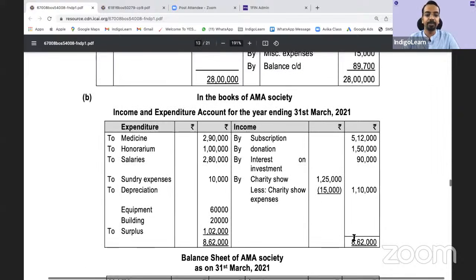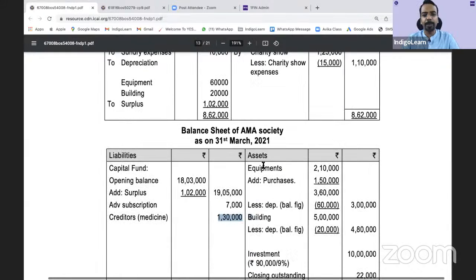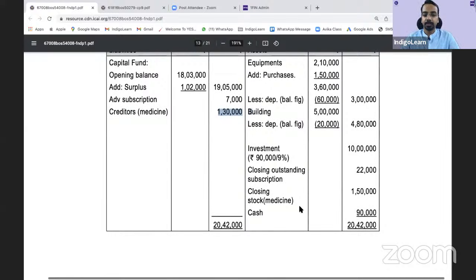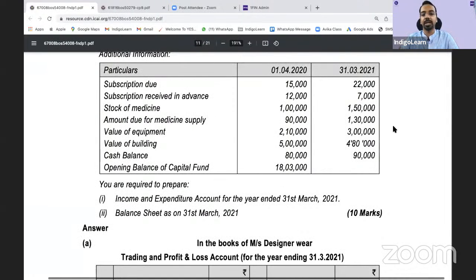So immediately take up the depreciation, show this here. Now, once you have prepared a working note, you need not show the detailed computation here. You can simply say equipment plus purchases minus depreciation, this much. Need not write the balancing figure because you have prepared a separate working note for that already. Okay, right? Then cash balance is given, you can directly take it in the balance sheet, and opening balance of capital fund, compute the surplus, add that, and your balance sheet is also done. So as you read the question one by one, you put the items in the balance sheet and income and expenditure, you will be able to complete the question. 10 marks should not be making a mistake.